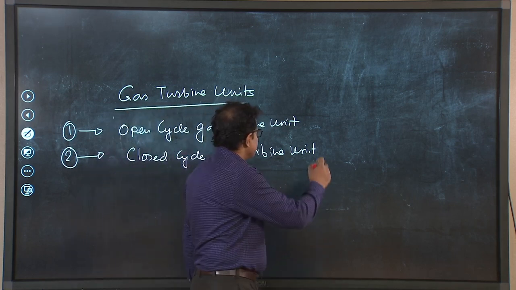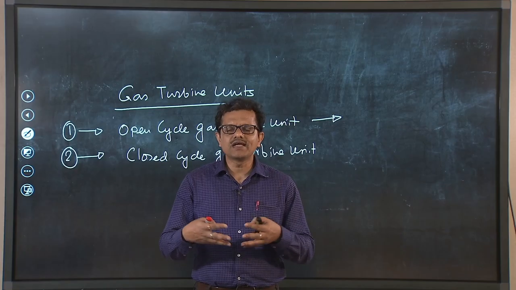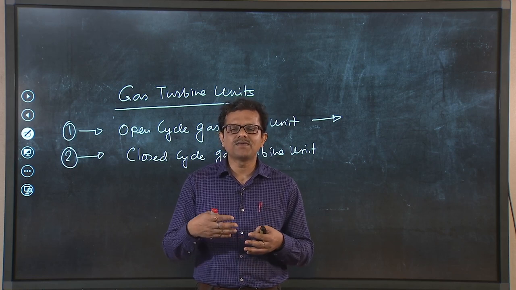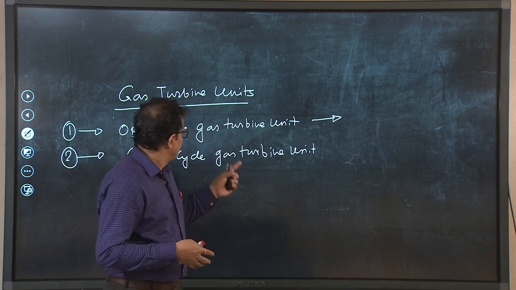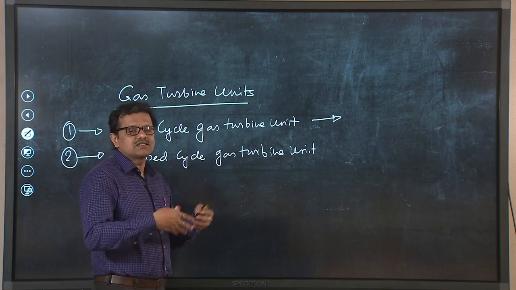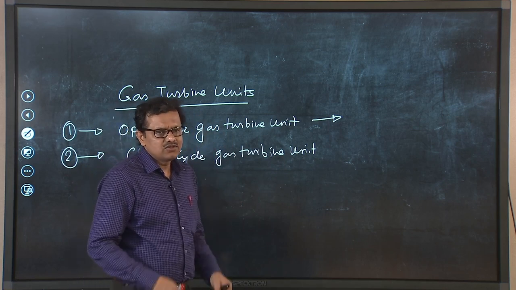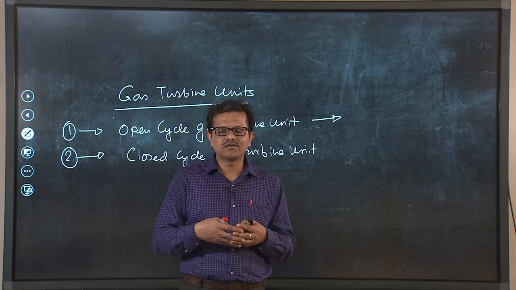I would like to mention here, like the Otto cycle is used to compare the performance of a petrol engine, the diesel cycle is used to compare the performance of a diesel engine, the Rankine cycle or modified Rankine cycle is used to compare the performance of a steam power plant. Similarly, for the open cycle gas turbine unit, to be precise, the air standard cycle, the Brayton cycle, is used to compare the performance of the gas turbine units.